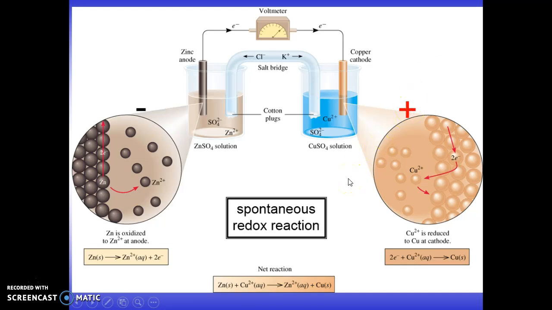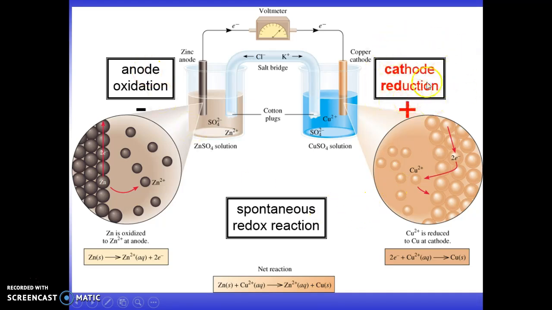And this is called a spontaneous redox reaction because it happens all by itself. So this reaction is going to happen all by itself. Couple new terms, however, that you have not seen. The place where oxidation takes place is called the anode. The place where reduction takes place is called the cathode. So anode and oxidation go together, cathode and reduction go together.